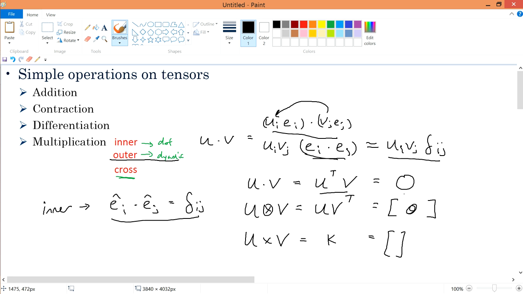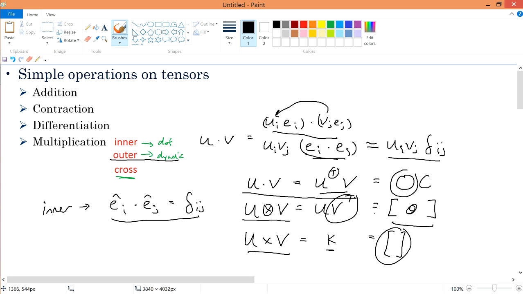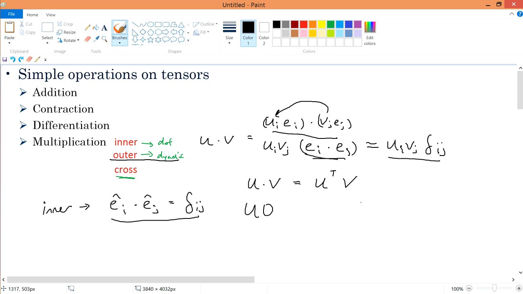As you can see in the graphical view right now, when you dot product, it's u transpose v, and you get some constant c. When you take the dyadic tensor product, you get u v transpose, a matrix. When you cross product, you are just getting back another vector. While the operations are always the same.